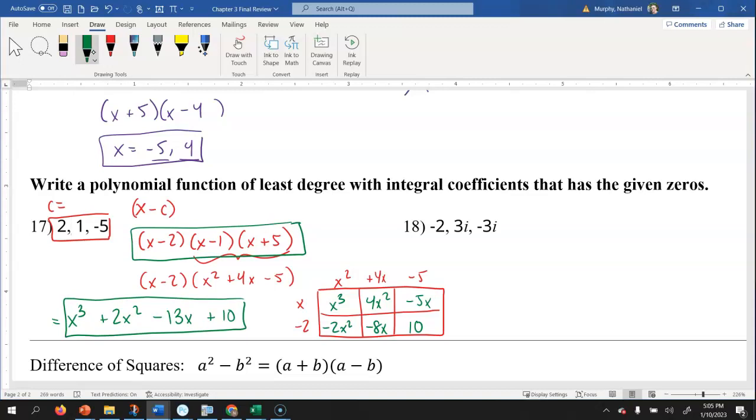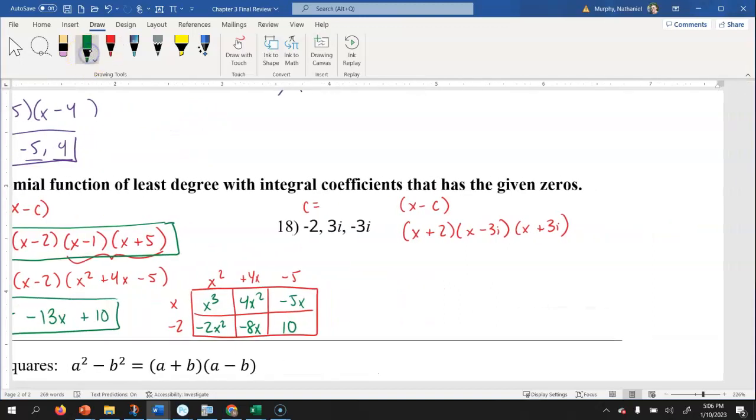All right, let's do the same thing for the next one. So these are the factors. I'm sorry, these are the zeros, the x-intercepts. And so we would put it in factored form. So it's just going to be x minus c. So we'd have x minus negative 2, that's x plus 2. X minus 3i, x plus 3i.